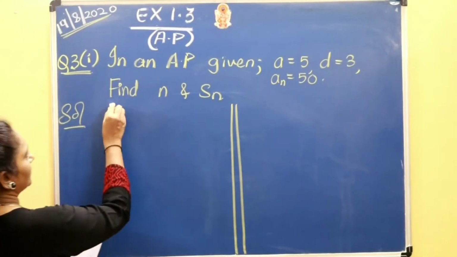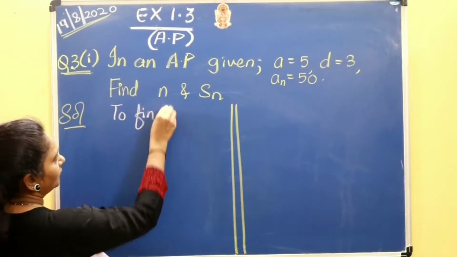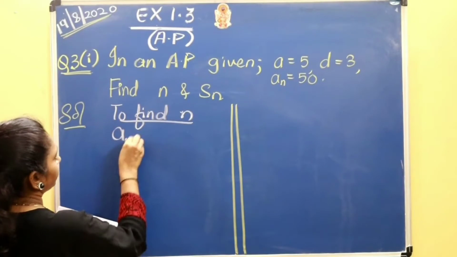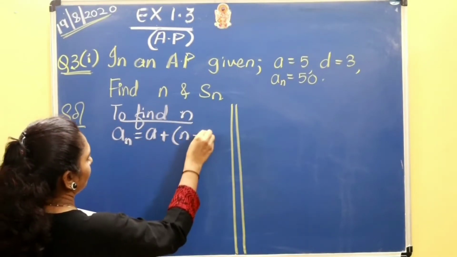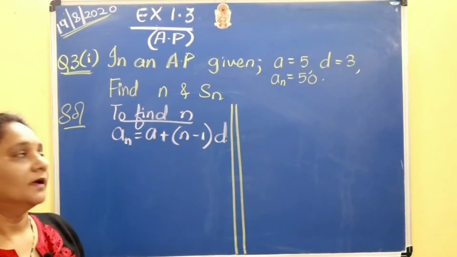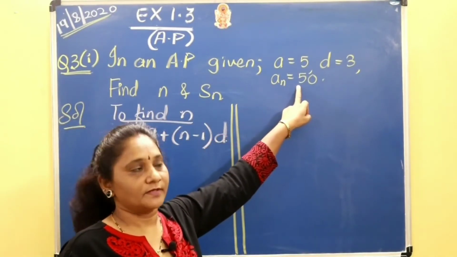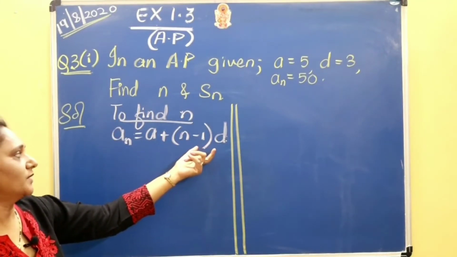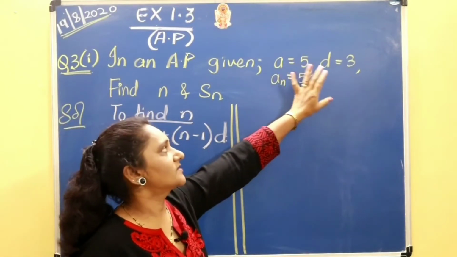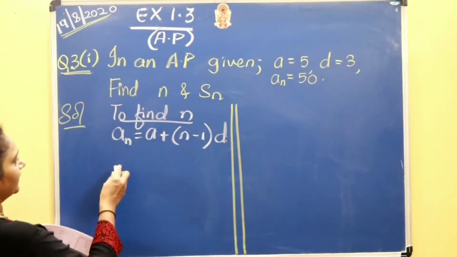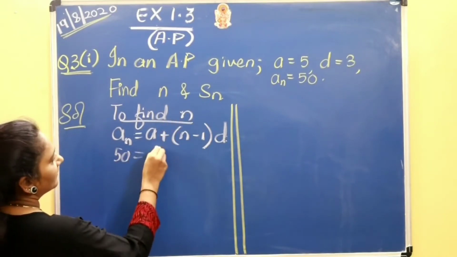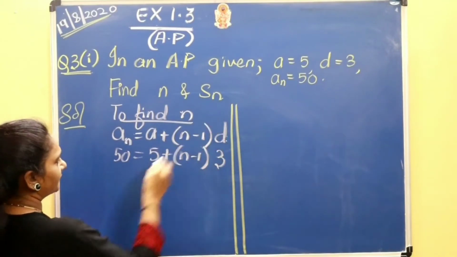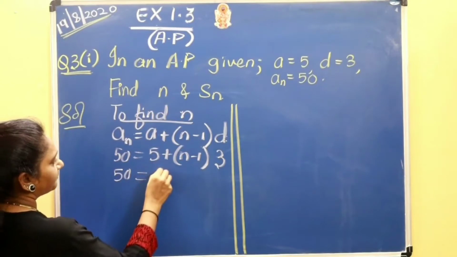So to find n, what is the formula? You all know: an is equal to a plus n minus 1 into d. an is already given in the question. So we take an is equal to a plus n minus 1 into d, because an is given, a is given, d is given. So here 50 is equal to 5 plus n minus 1 into 3, because the value of d is 3.